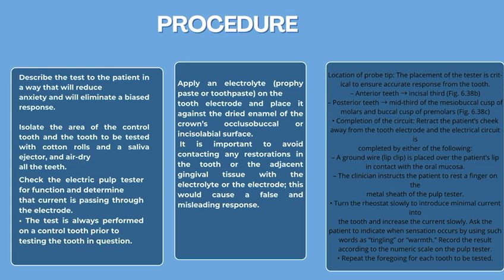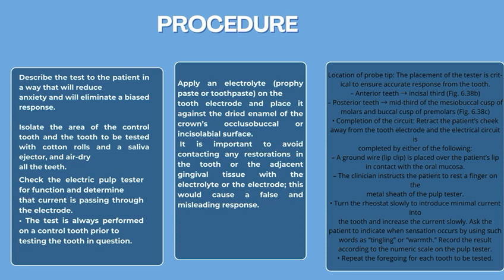Apply an electrolyte on the tooth electrode and place it against the dried enamel of the crown's occlusobuccal or incisobuccal surface. It is important to avoid contact with any of the restorations of the tooth or adjacent soft tissues. The placement of the tester is critical to ensure accurate response from the tooth. For the anterior teeth, it is placed in the incisal third, and for the posterior teeth, it is placed in the middle third, on the mesiobuccal cusp of the molars and the buccal cusp of the premolars.